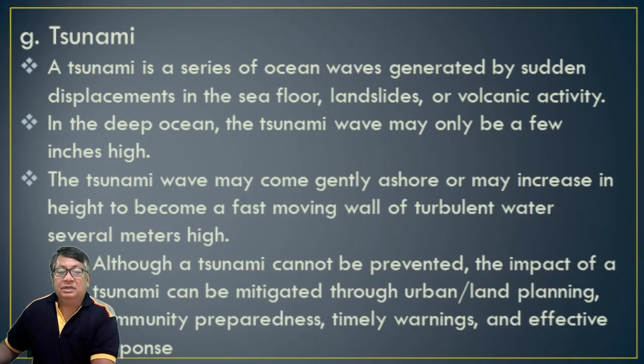Tsunami is a series of ocean waves, no? Generated by sudden displacement in the sea floor or landslides or volcanic activity in the seashore or in the mainland. In the deep ocean, the tsunami wave may also be a few inches high. The tsunami wave may come gently ashore or may increase in height to become a fast-moving wall of turbulent water several meters high. Although tsunami cannot be prevented, the impact of tsunami can be mitigated through urban or land planning, community preparedness, timely warnings, and effective responses.